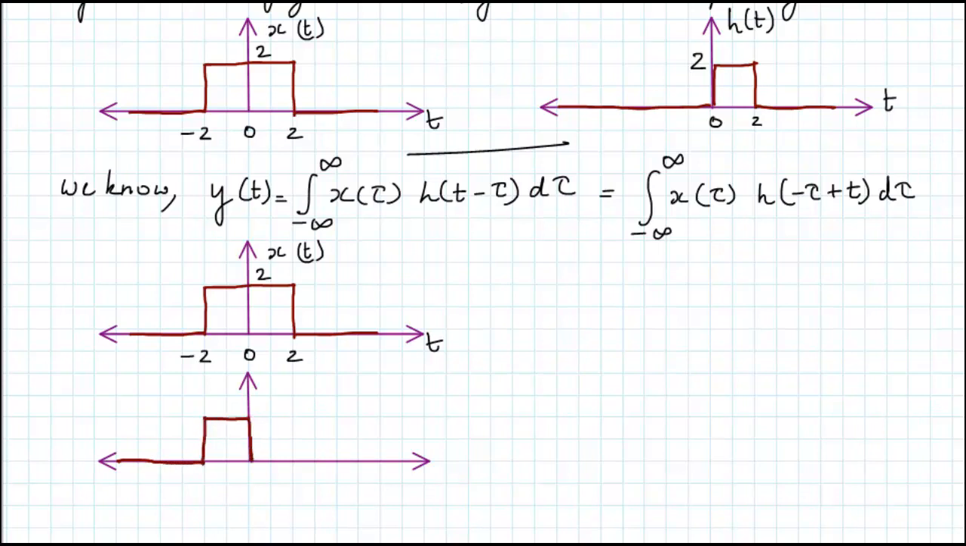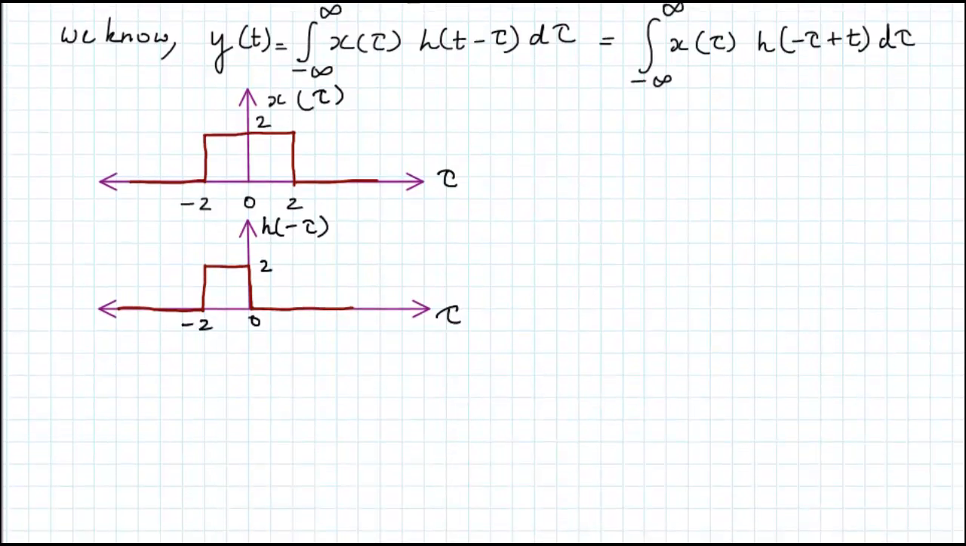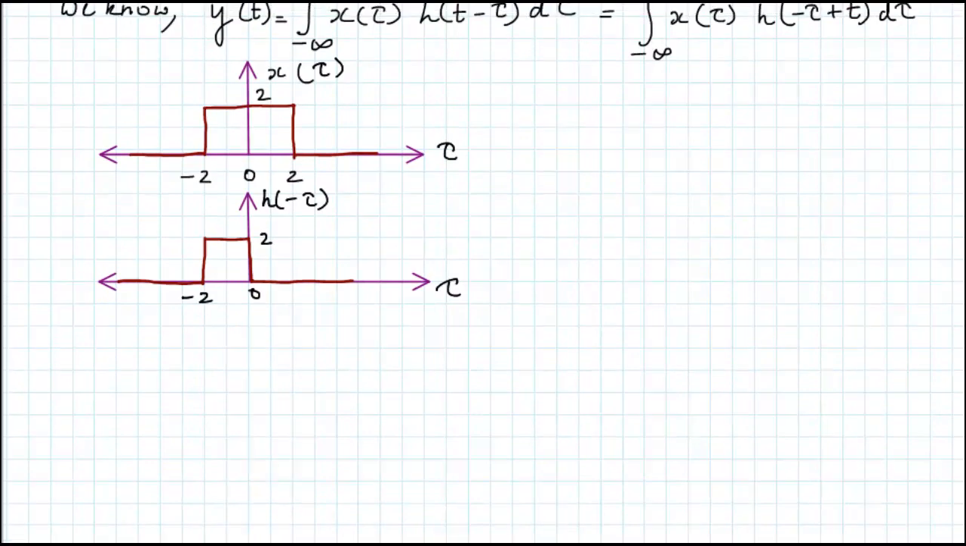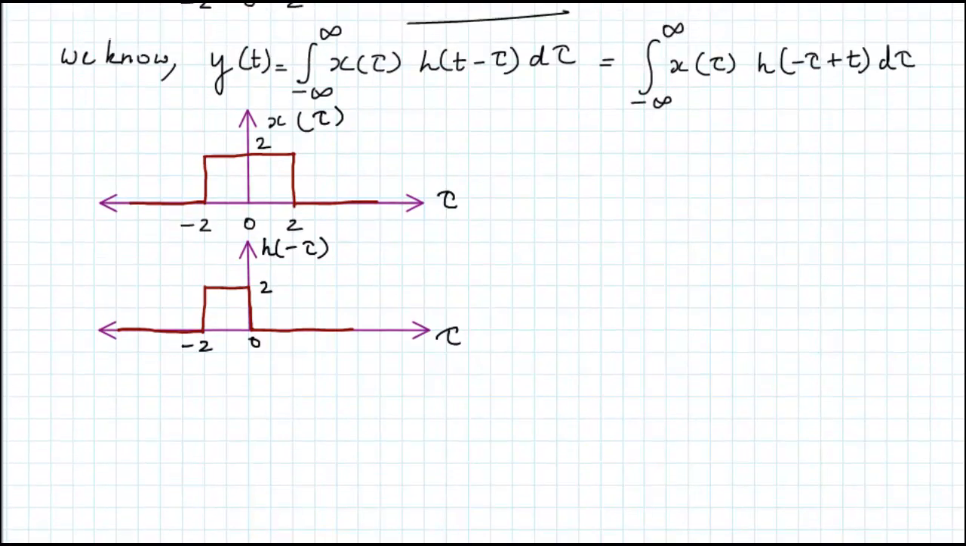Okay, so this is h of t, and I should take care that I should not write x of t now, because based on the equation this is x of tau, this is tau, and this is h of minus tau. Okay, this is 2, 0 and this is minus 2, and the height is 2. Now we are going to start from here, and for different values of y of t we are going to make the changes.